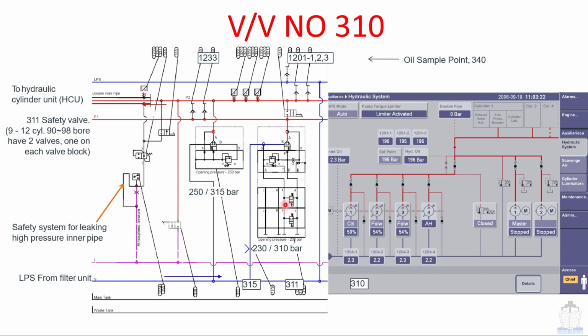This solenoid valve is activated by SU1 and this solenoid valve is activated by SU3, and this whole valve's hydraulic symbol is this one. For your easy understanding, I am just zooming in on the hydraulic symbol of valve number 310. This black triangle is representing hydraulic pressure of 315 bar. This tilted line is showing this solenoid valve and this tilted line is showing this solenoid valve.